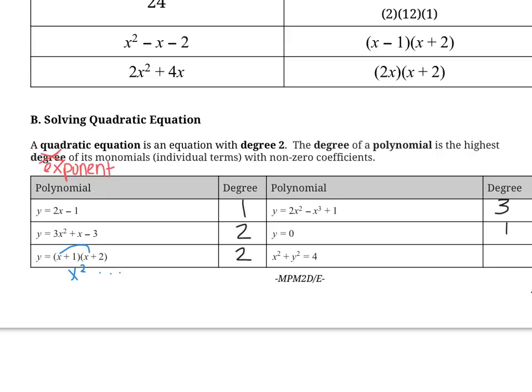And finally, we got this funny looking one. We've only been dealing with examples where the exponent of y is 1, but here the exponent of y is 2, and the exponent of x is 2. So the highest exponent is 2. This is another quadratic equation, and when you graph it, it's actually going to become a circle.